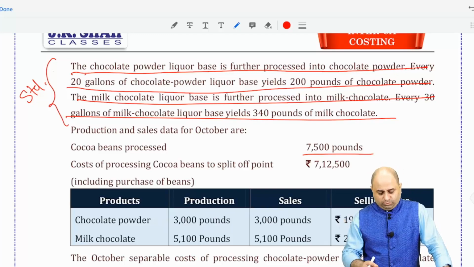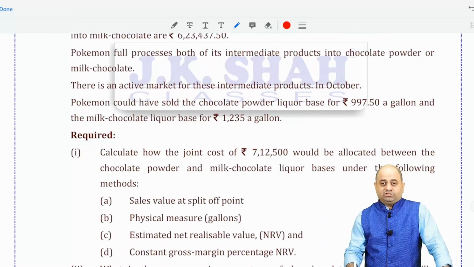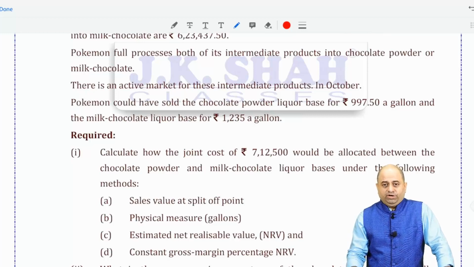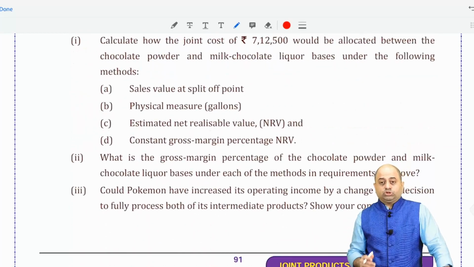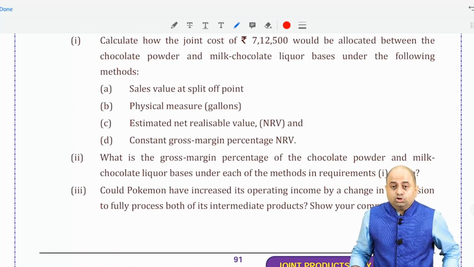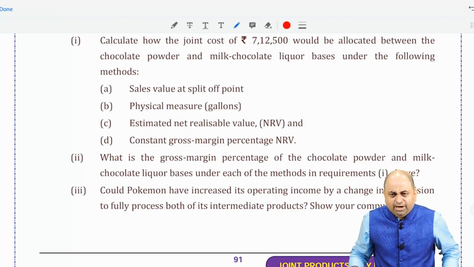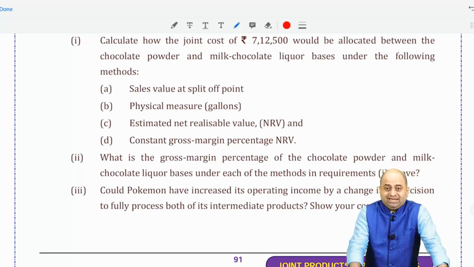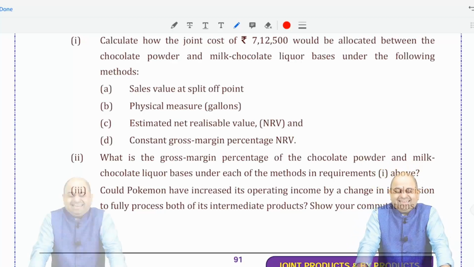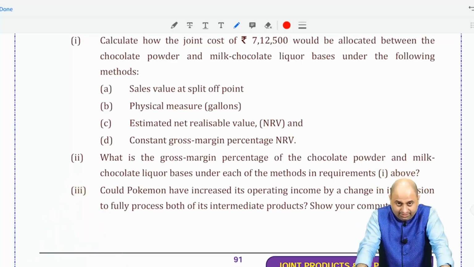It was a simple cross multiplication, and then they've asked you to use 4 methods: sales value at split off point, physical measure, estimated net realizable value. We know all 3 methods. There was the 4th method which was new, constant gross margin percentage method. Under constant gross margin percentage method, the company assumes that it will earn profit at the same rate. It will earn profit at the same rate on all products that it will sell.